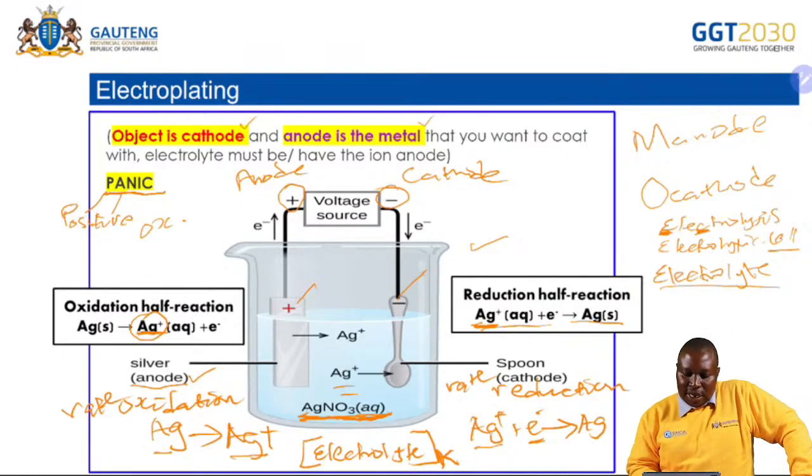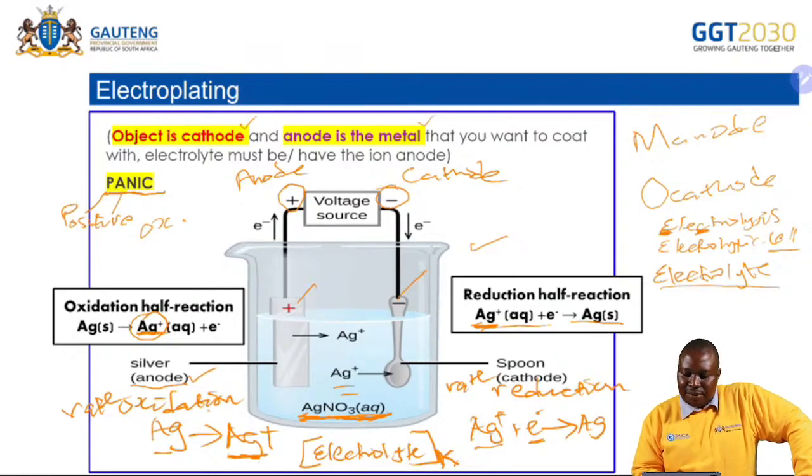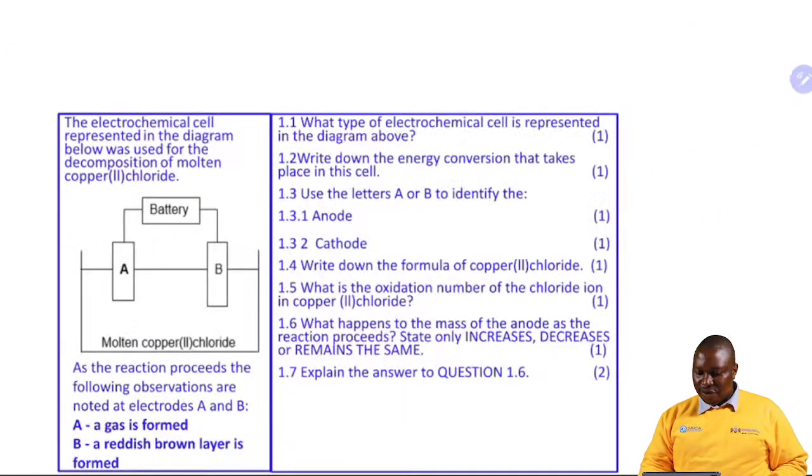So we are saying the concentration of the electrolyte will remain the same because the rate of oxidation is equal to the rate of reduction. Simply because it's the silver that loses electrons to become silver ion, and it's the same silver ion that gains electrons, which means there is no change in the silver nitrate solution. Hence, the concentration of the electrolyte remains the same. That is a free mark that you can collect for yourself. I hope that will help you as you prepare for your exam.